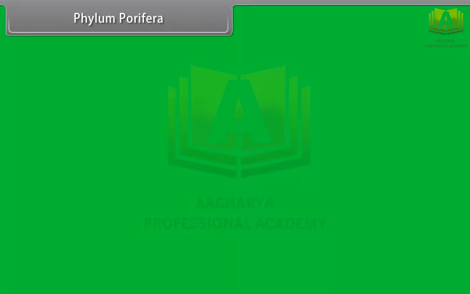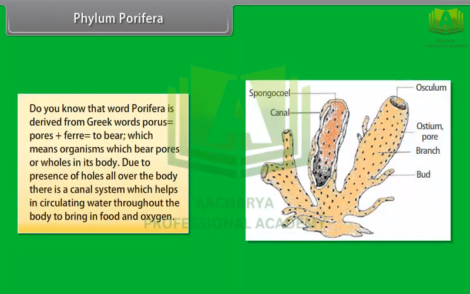Phylum Porifera. Do you know that the word Porifera is derived from Greek words porous, which is pores, plus fere, to bear, which means organisms which bear pores or holes in their body? Due to the presence of holes all over the body, there is a canal system which helps in circulating water throughout the body to bring in food and oxygen.